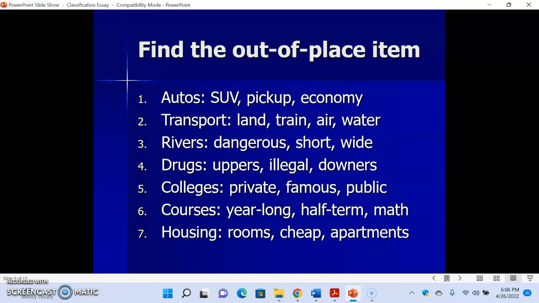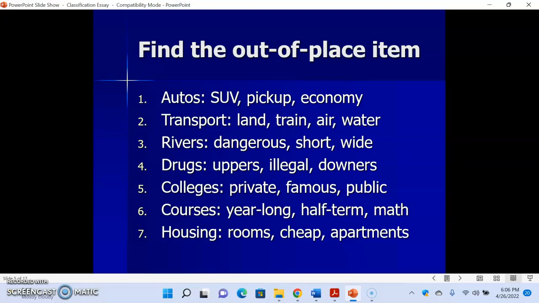So if I was categorizing, my principal was autos, right? So I have SUV, pickup, and economy. For transport, I have land, train, air, and water. Rivers: dangerous, short, wide. Drugs: there are uppers, there are illegal, and there are downers.